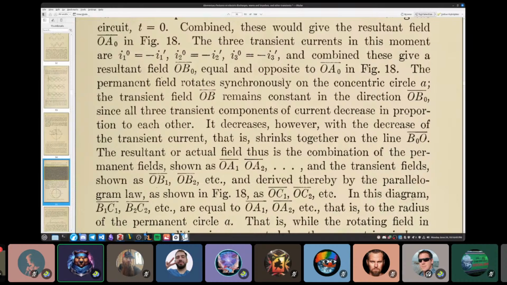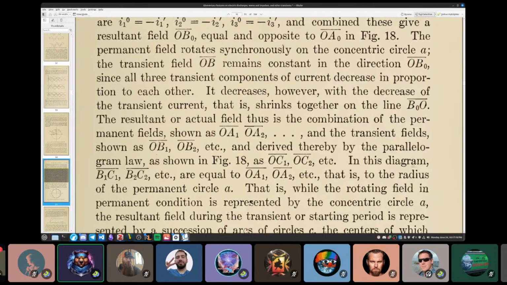This permanent field rotates synchronously on the concentric circle alpha. The transient field, the average of OB, remains constant in the direction of the average of OB naught, since all three transient components decrease proportional to each other. The transient field shrinks together on the line of the average of B naught, B naught O.